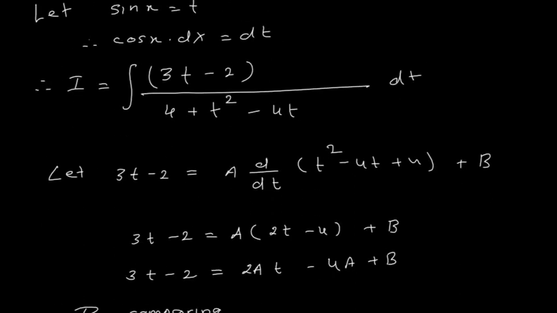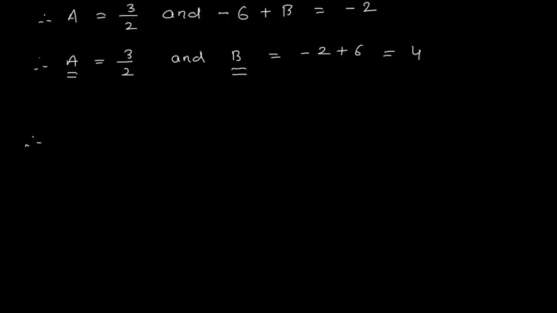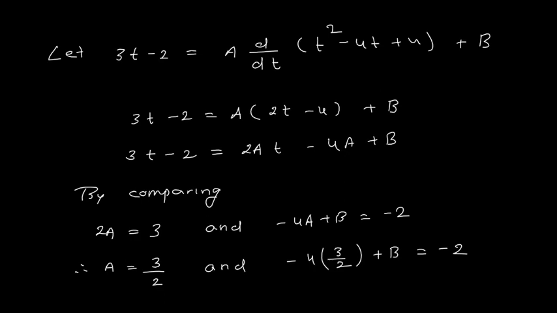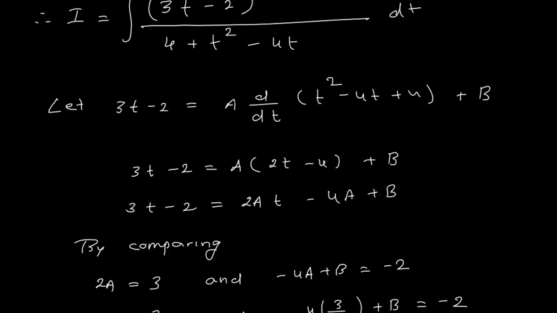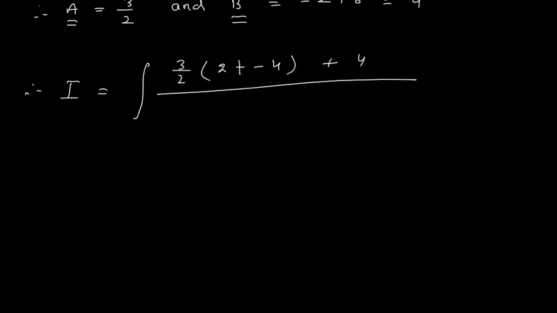Therefore our integration I is the integration of the numerator written as 3 upon 2 into the derivative of the denominator, which we got as 2t minus 4, plus b, where the value of b is 4, whole divided by the denominator t square minus 4t plus 4, into dt.